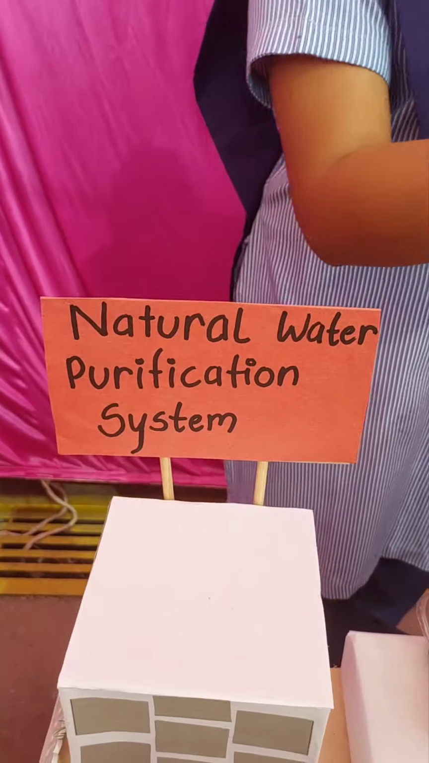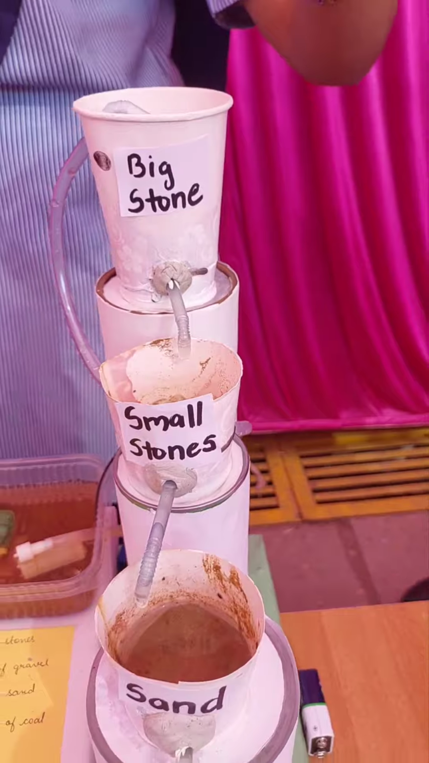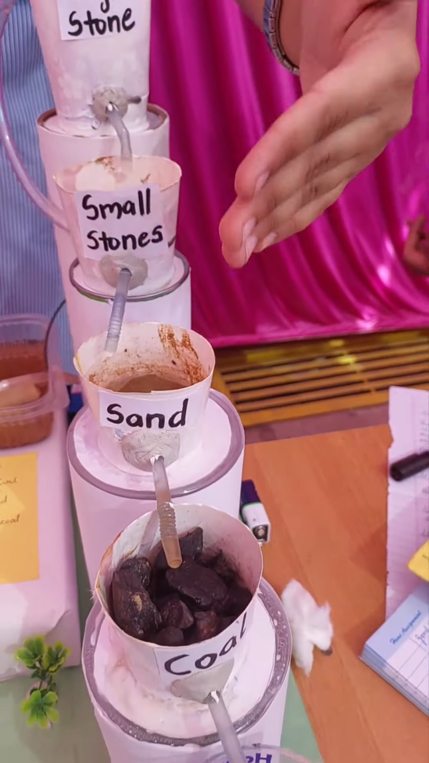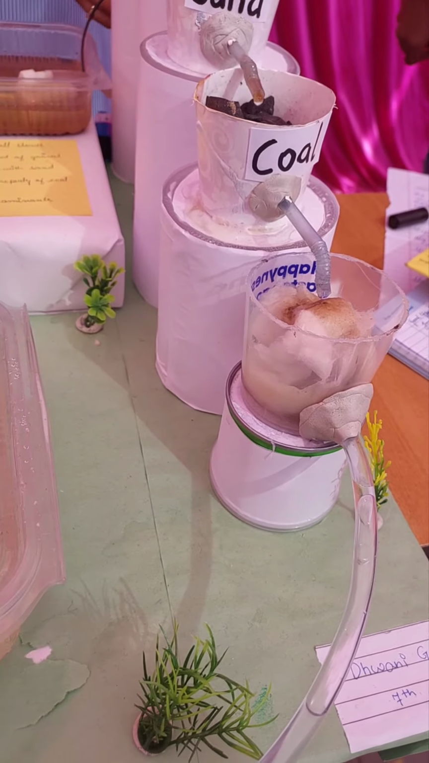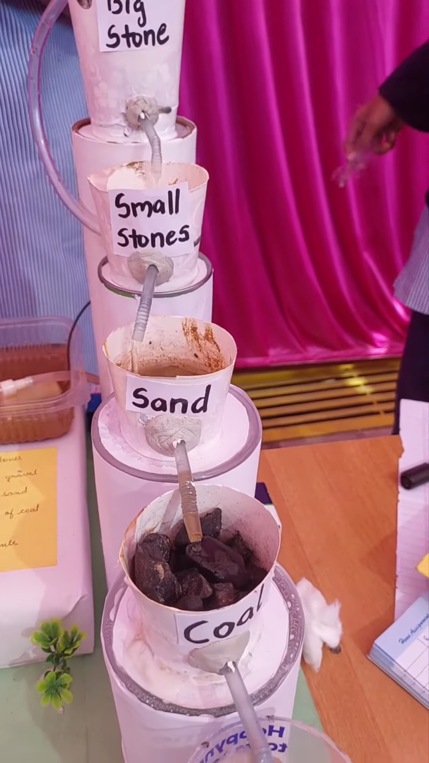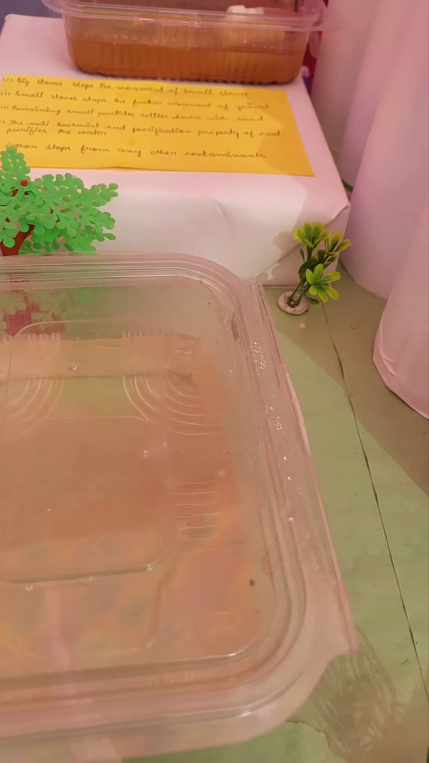My model purifies water and it uses natural steps to purify the water. The first step contains big stones, small stones, sand, coal, and cotton. When dirty water is passed through, the big stone stops the movement of small stones. Small stone stops the movement of gravels.